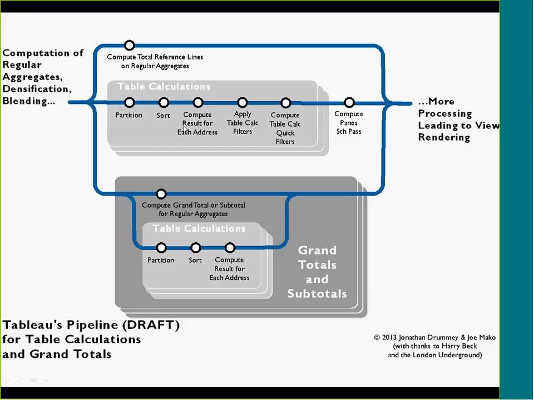I can give you one example that we can visually see here: table calculation filters are applied along this path of computation. Table calculation filters will filter out the results of your table calculations. They won't actually filter out the reference lines, and they won't filter the results of your grand totals or subtotals, because they're only applied within this path.